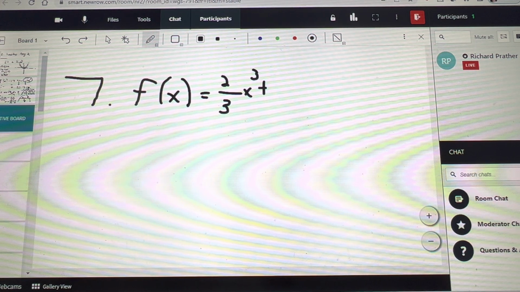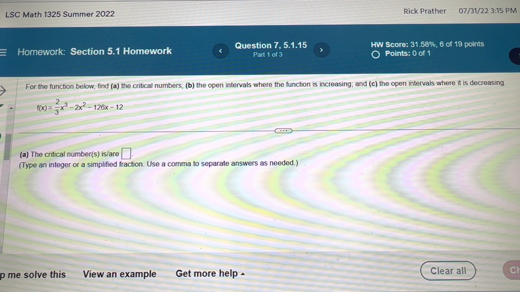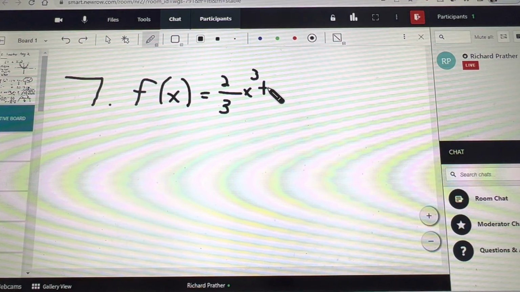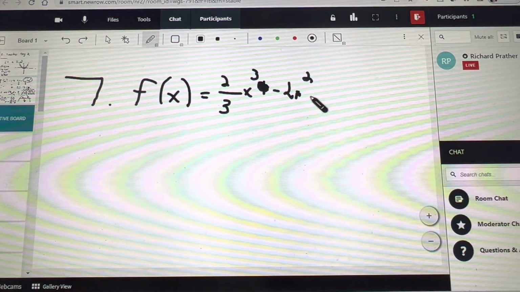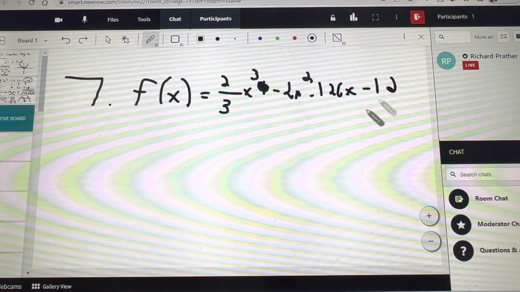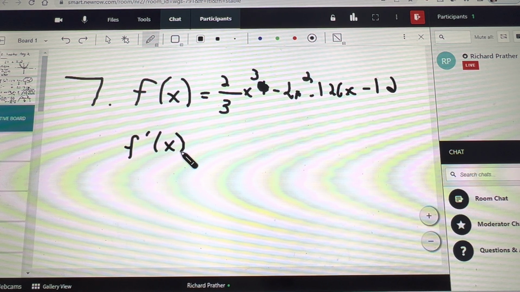So 2/3 x to the third minus 2x squared. Sorry, I thought it was going to be plus. Minus 2x squared minus 126x minus 12. So always do the derivative first. This whole chapter is called What Do Derivatives Tell Us? So we're going to always be taking derivatives. They did this on purpose.